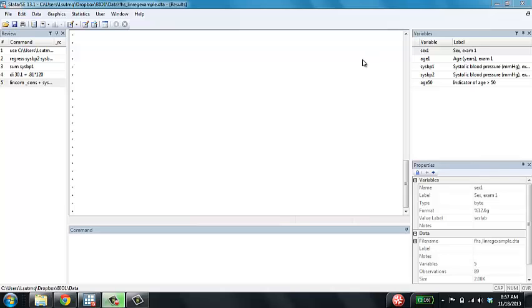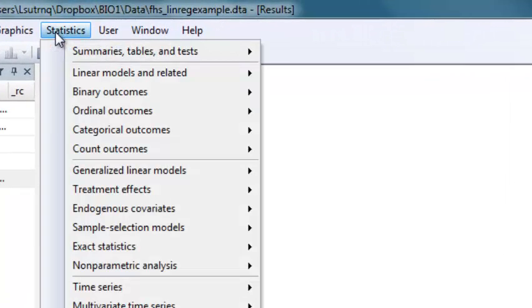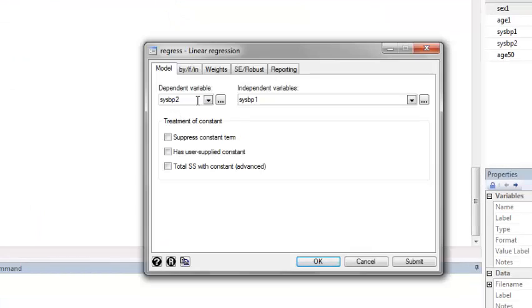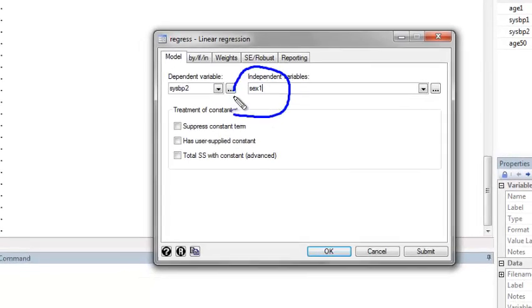To fit a regression model with indicator variables or with more than one variable, namely multiple linear regression, the command that you use in Stata is actually exactly the same. Again, you would just go Statistics, Linear Models and Related, and choose Linear Regression. So suppose now we wanted to regress our outcome, systolic blood pressure at exam 2, on the sex of the patient. The variable in this case would be the indicator variable called sex1.